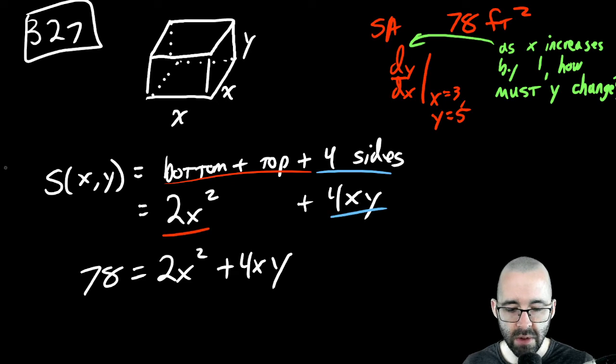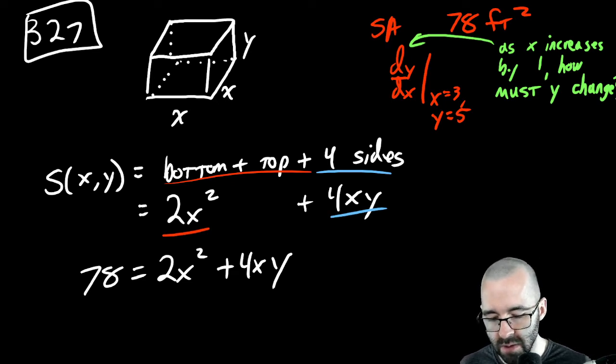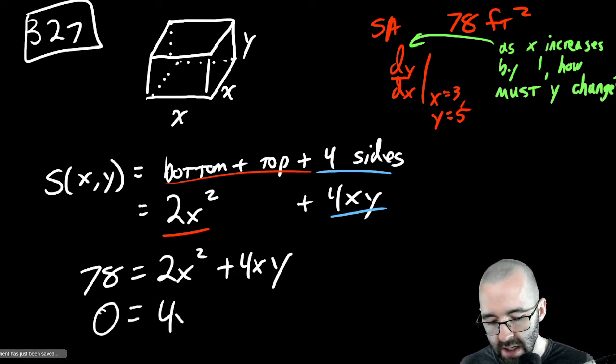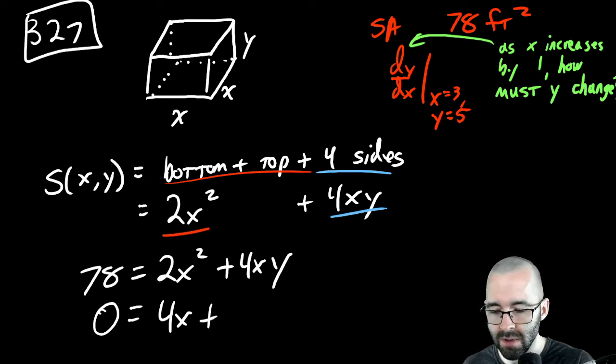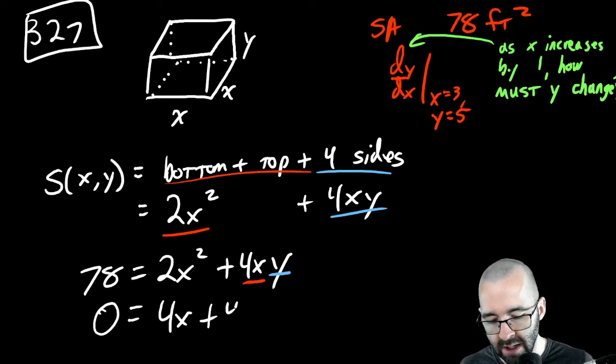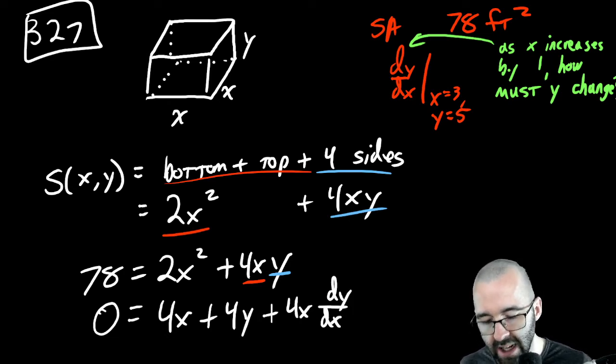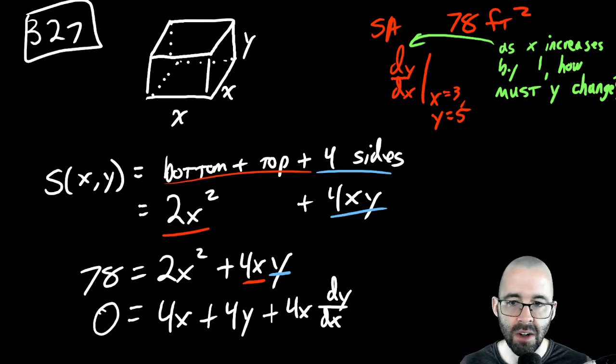So we need the derivative with respect to x. We take the derivative with respect to x of both sides, and we're going to get 4x plus, we're going to have to use the product rule. That's our first guy. That's our second guy. Derivative of the first thing times the original second plus the first thing times the derivative of the second. We need to solve for our slope.